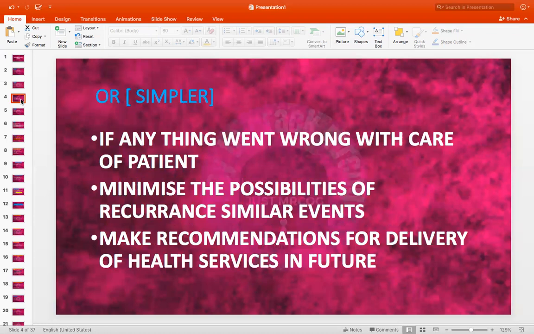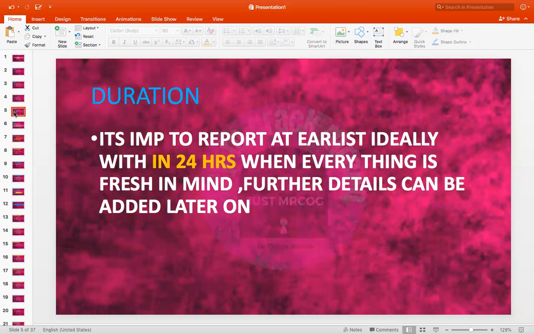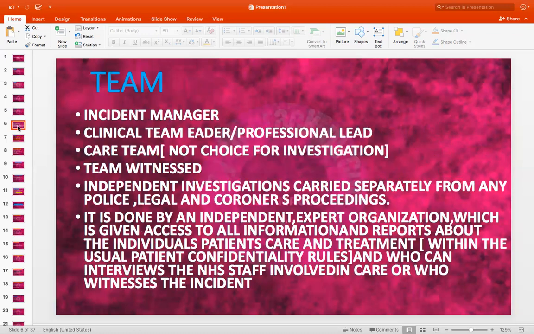Or in simpler form, we can say if anything went wrong with the care of a patient, minimize the possibility of recurrence of a similar event, and make a recommendation for delivery of health services in the future. What is the duration? It's important to report at the earliest, ideally within 24 hours, when everything is fresh in mind, and further details can be added later on.